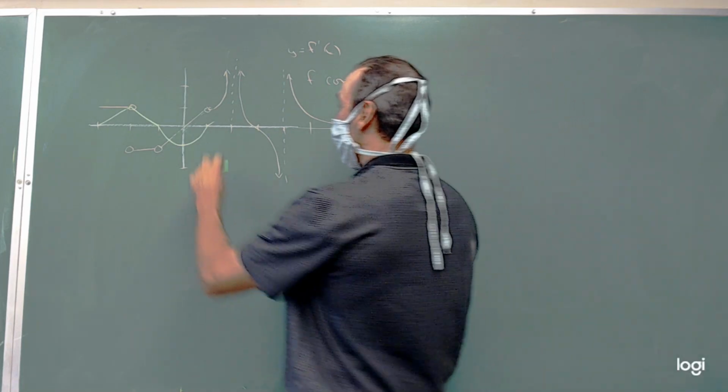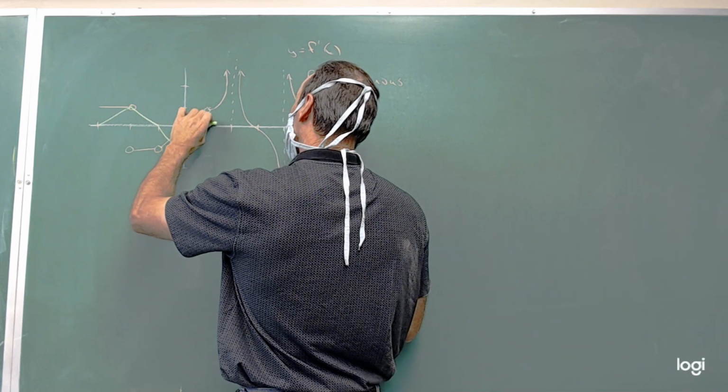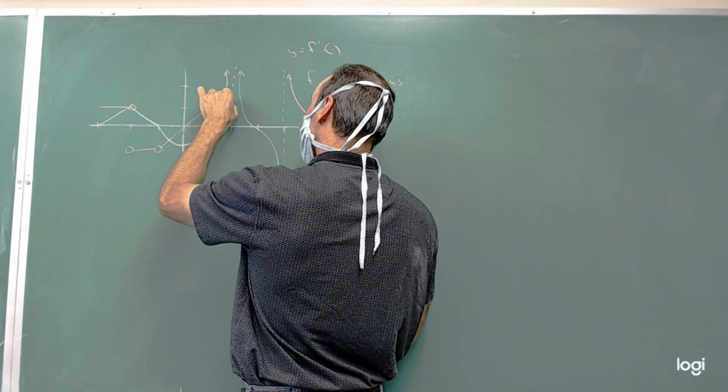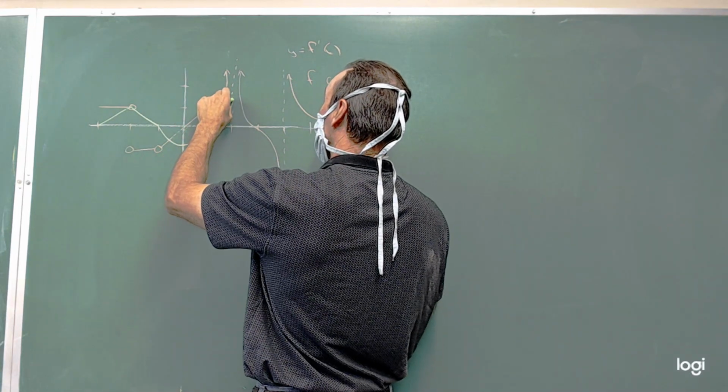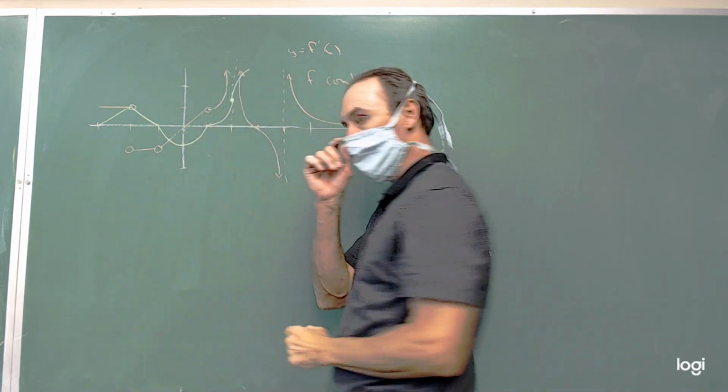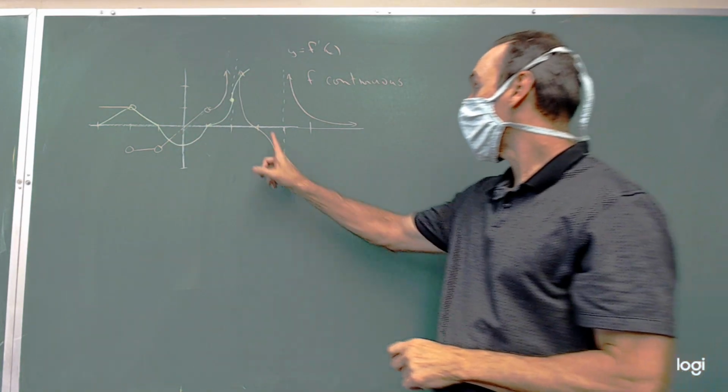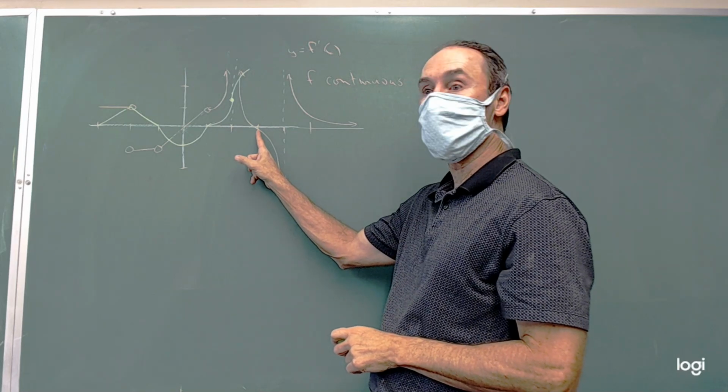Okay, so here it's going to come up here, and then we're going to have that vertical tangent right there, and then it's going to come up out of there. Now it's going to go till we get a slope of 0.